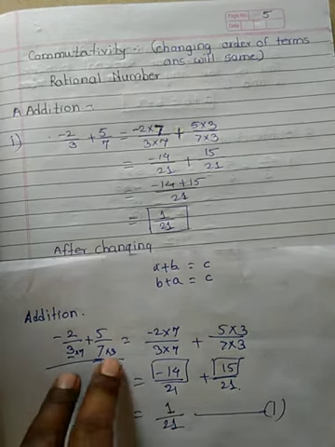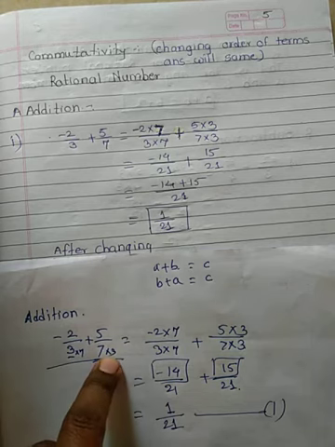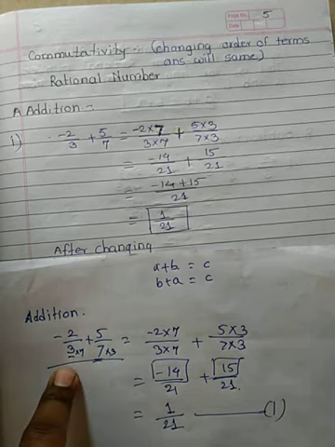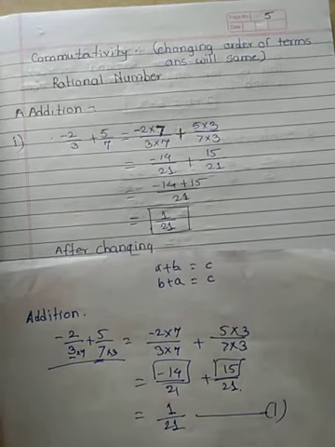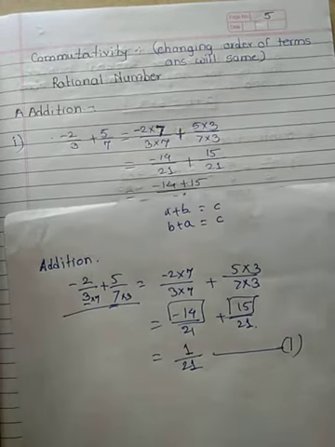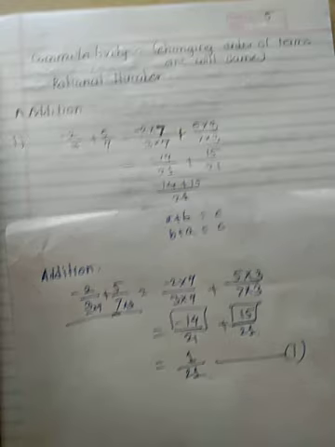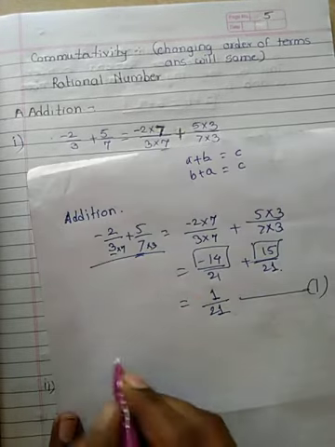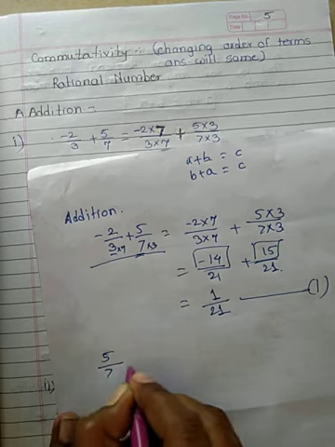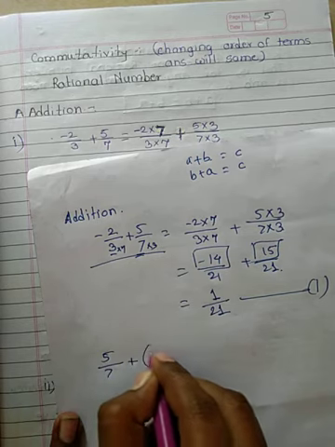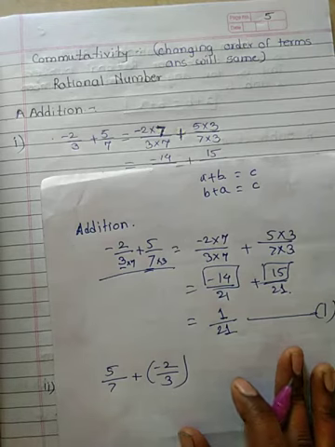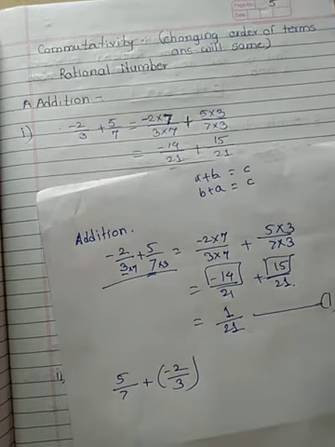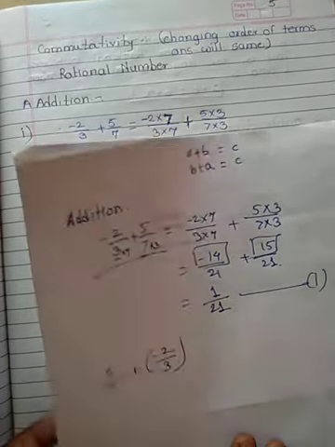Now this is our first answer for the addition of these two terms. Now what will we do? Change this term to be the first and this term to be the second. Here I will take 5 by 7 plus minus 2 by 3. What we have to do is change the order of terms.